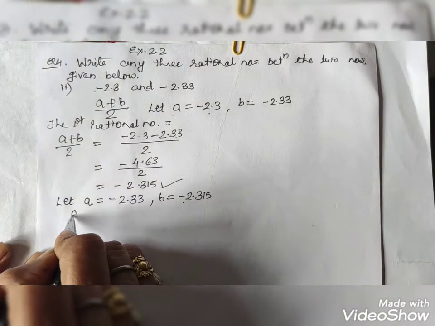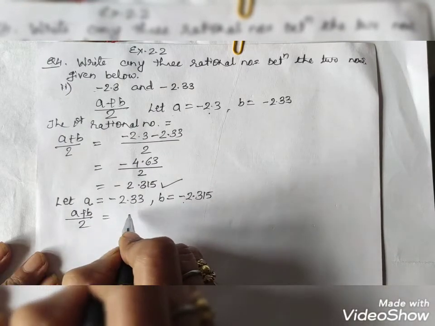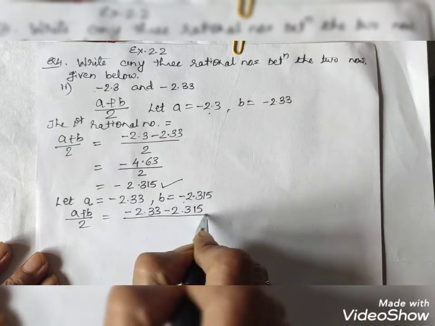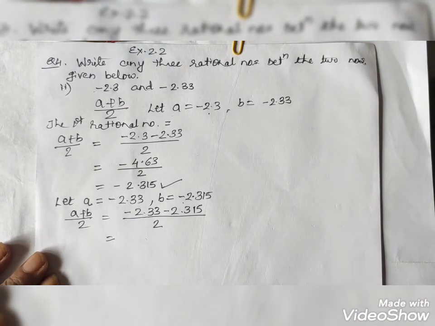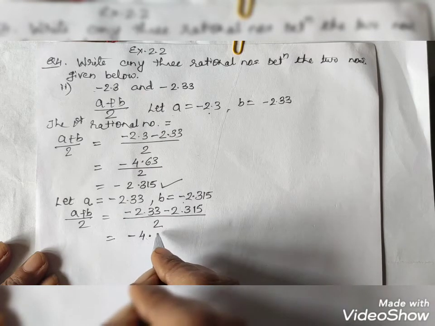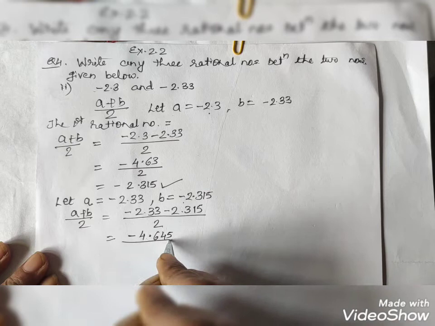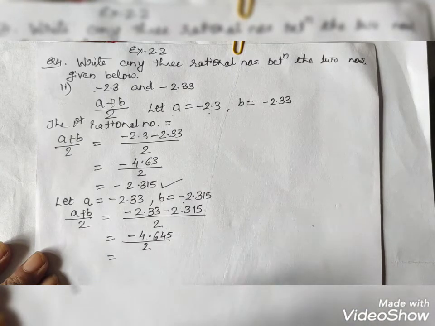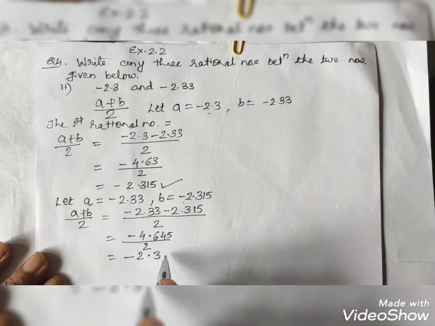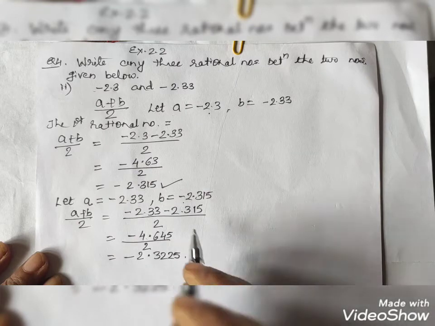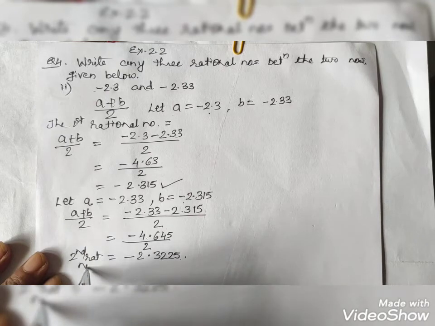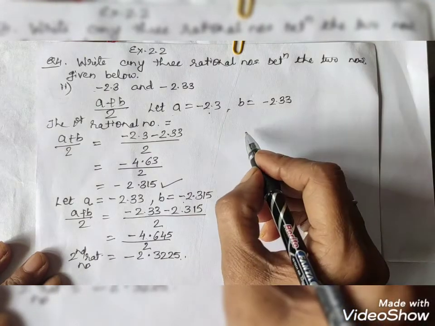Okay. Now again the same, (a plus b) by 2. What is your a? Minus 2.33. Your b is minus 2.315, divided by 2. Now again simplify this. So what will you get? Minus 4.645 divided by 2, and it is also divisible. When you divide it, you will get the answer as minus 2.3225. So this is the first rational number and this is the second rational number. Now in this way you can find the third rational number also.